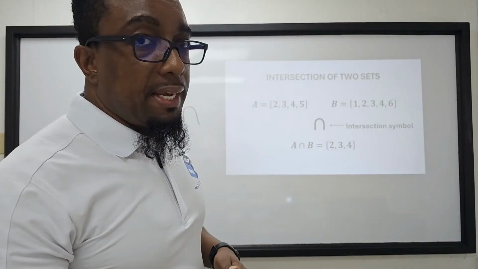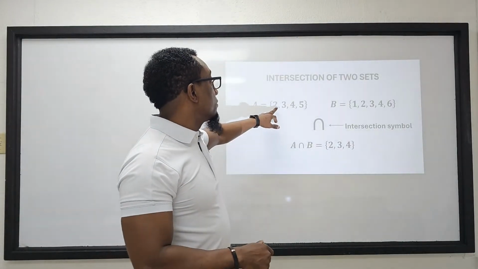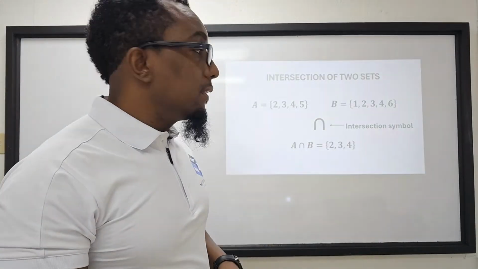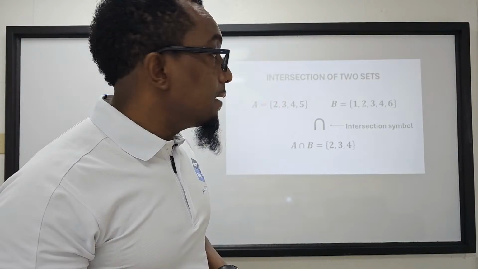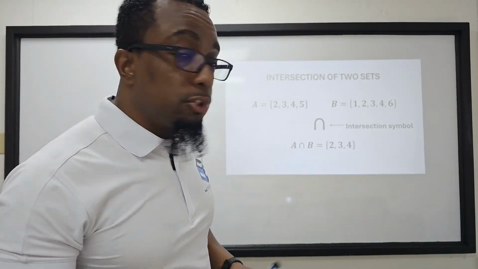And clearly we can see elements common to both A and B. The elements common to A and B are 2, 3, and 4. So therefore the intersection of A and B will be represented by the elements 2, 3, 4. Straightforward.